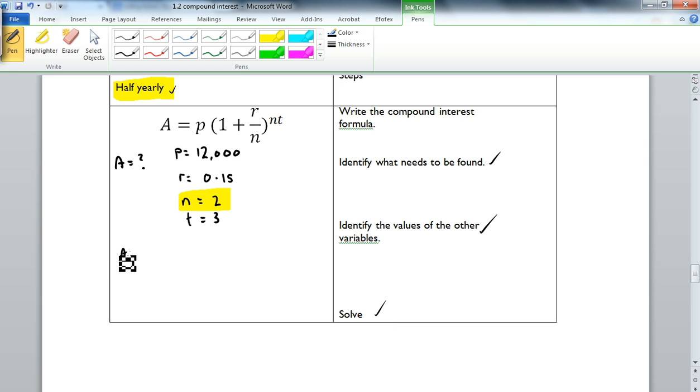Okay, so A is equal to 12,000, 1 plus the rate, which is 0.15, all divided by 2 this time, because that's the number. And then we do 2 times 3. So let's come over here to our calculator and type it in.